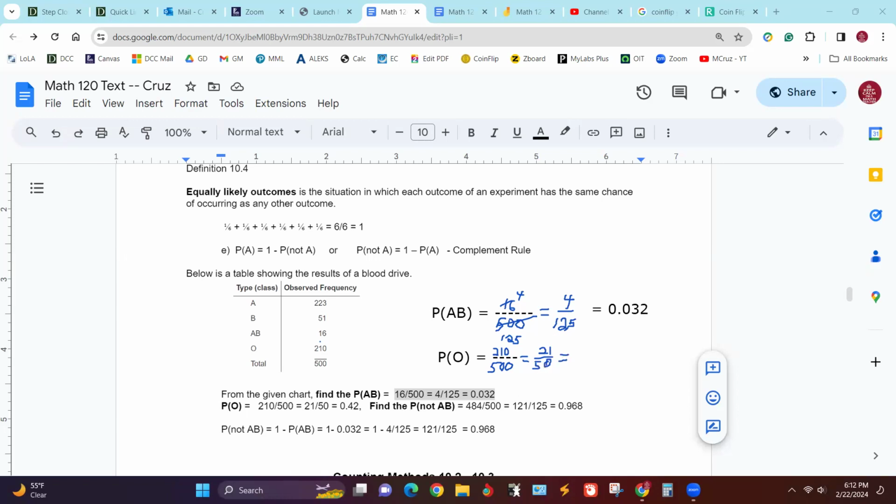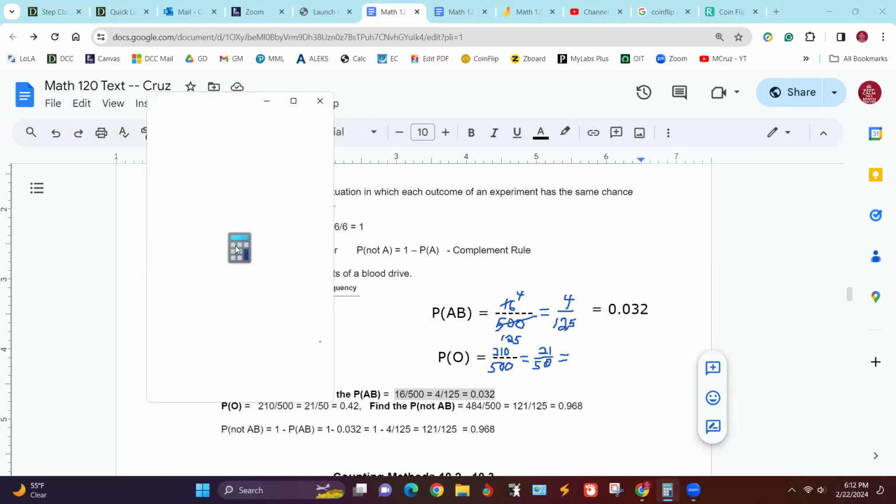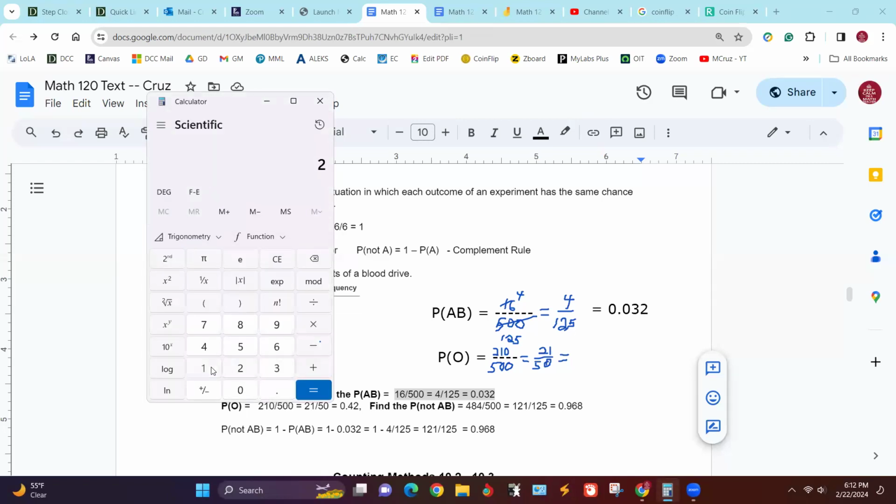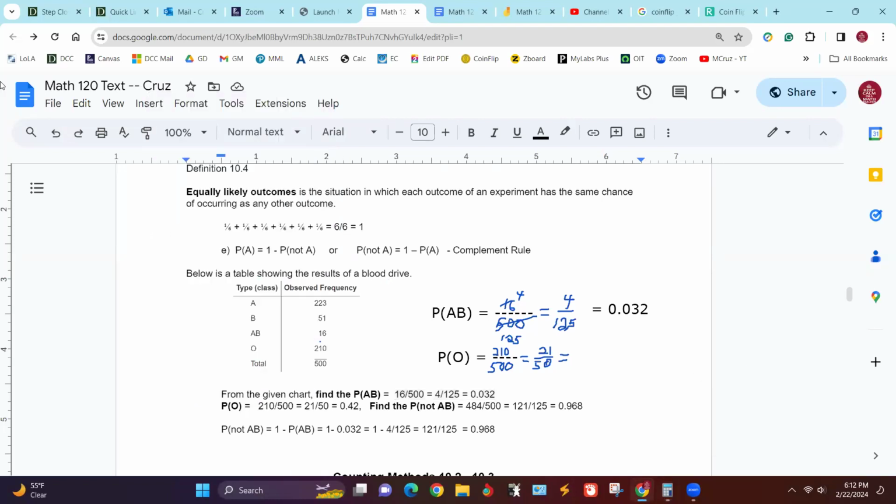And now, fraction-wise, we're going to take it and put it so that's 0.42.